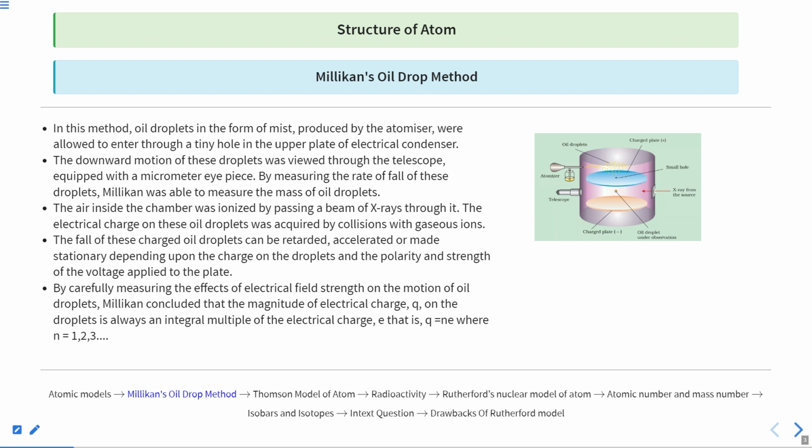Now in the chamber we have a setup. The setup is in this way. There is a blue plate here that is positively charged. There is an orange plate on the downward side that is negatively charged. On the left hand side we have a telescope, and on the right hand side we have an X-ray source. So what is this X-ray doing? Basically, we are passing this oil drop through a hole that is present on the blue plate.